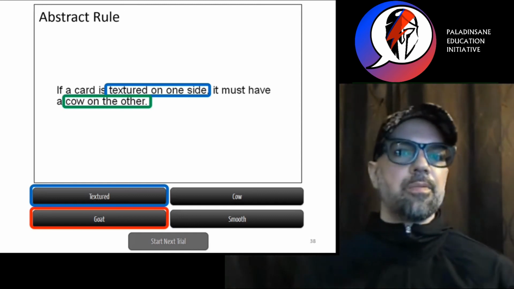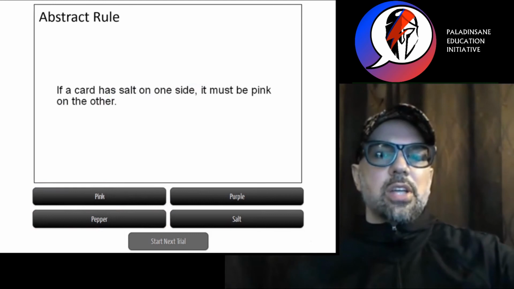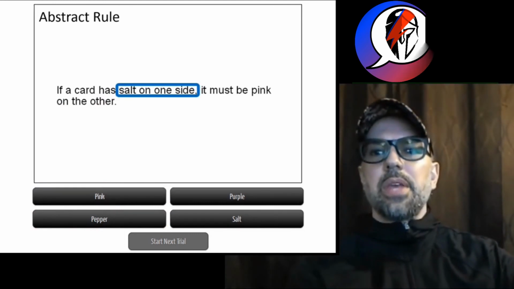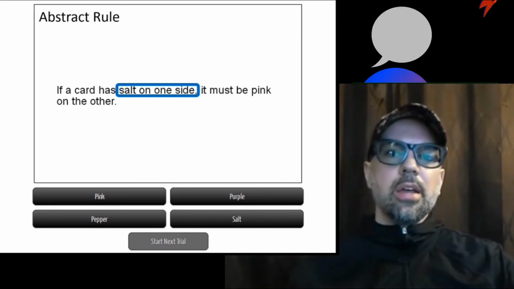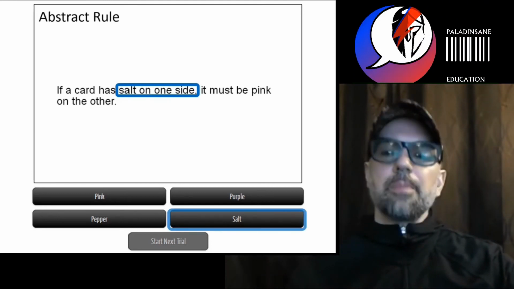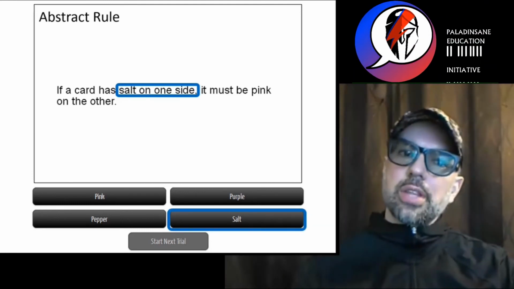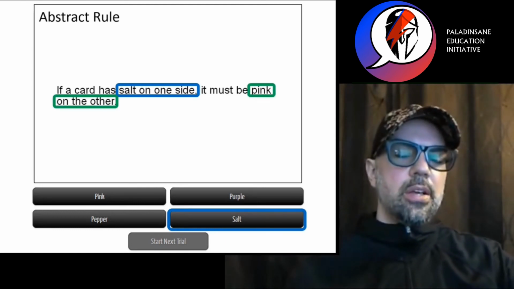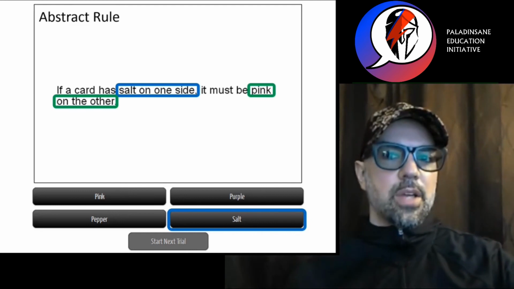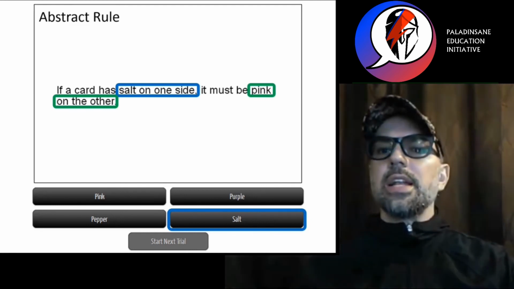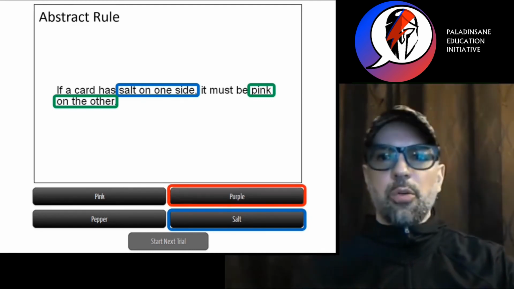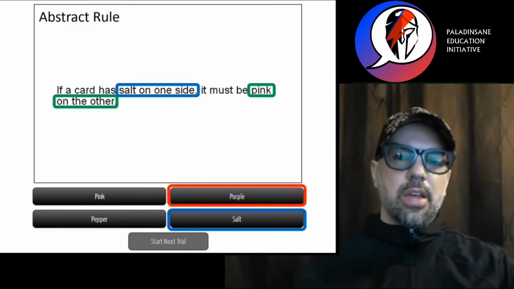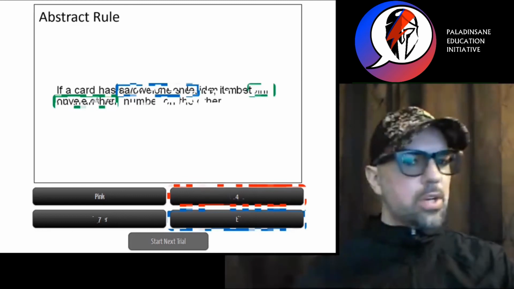It's not a cow. If a card has salt on one side, it must be pink on the other. Salt on one side, that is the P portion of this syllogism. So we would correctly flip over salt on one side, make sure that it's got pink on the other. Pink on the other is the Q portion, so we want to deny the consequent, and we want to flip over not pink. And in this case, that would be purple, making sure that it does not have salt on the other side. And then we'll continue on with this.